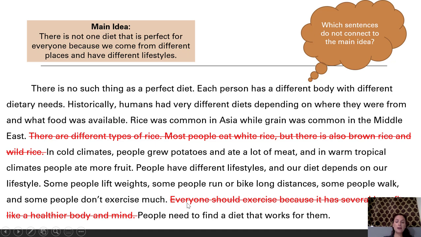Down here, this sentence, everyone should exercise because it has several benefits, like a healthier body and mind. This is giving advice that is not related to the main idea about diet. This paragraph is talking about the food we eat, but this sentence starts to talk about why we should exercise. So this is really off topic. These sentences should come out of this paragraph.